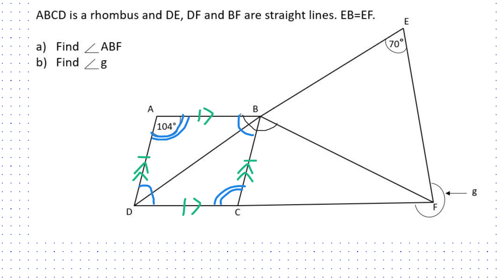Okay, so going back to the question, it says DE, DF and BF are straight lines. So if DE is a straight line, DB becomes a line of symmetry in the rhombus, which divides this angle and this angle equally, which also makes these four angles equal to each other.